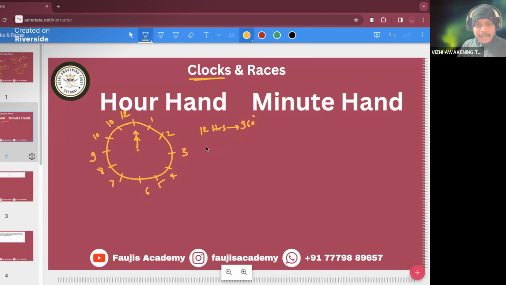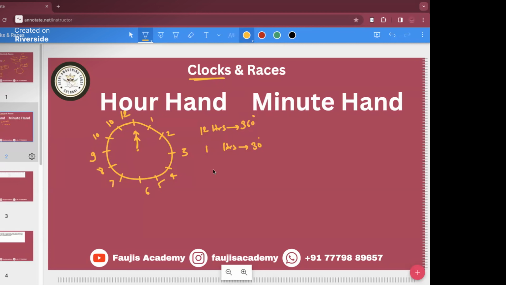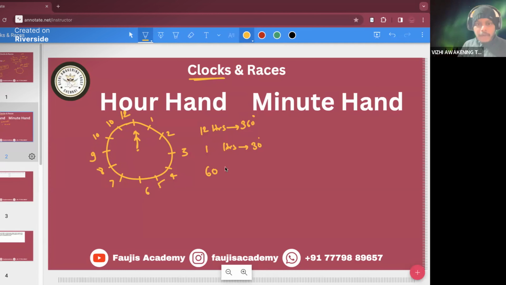That means in 1 hour, how much is it traveling? 30 degrees. 1 hour is equal to 60 minutes, so in 60 minutes it travels 30 degrees. So in 1 minute, how much will the hour hand, the smaller one, travel? That will be 1.5 degrees.